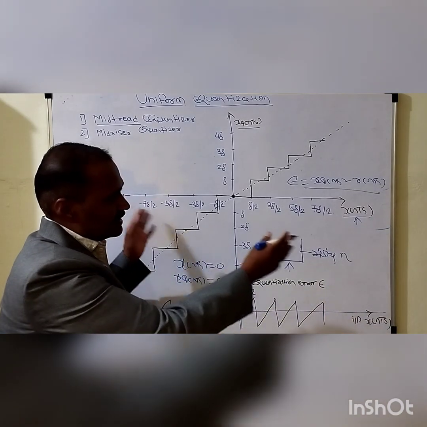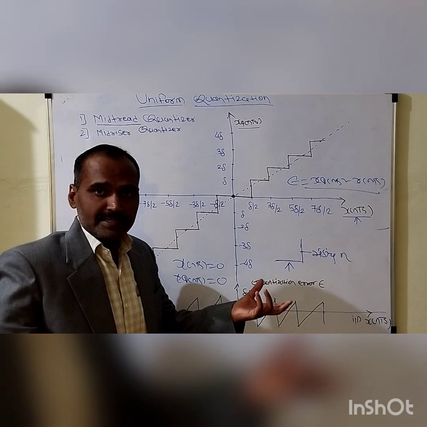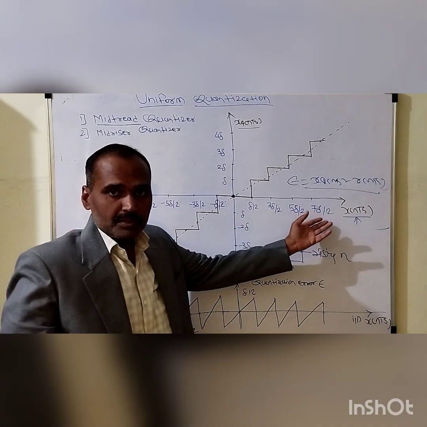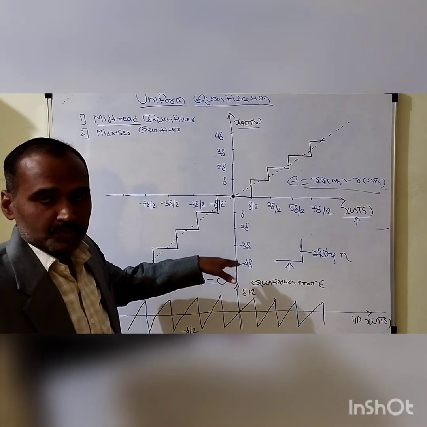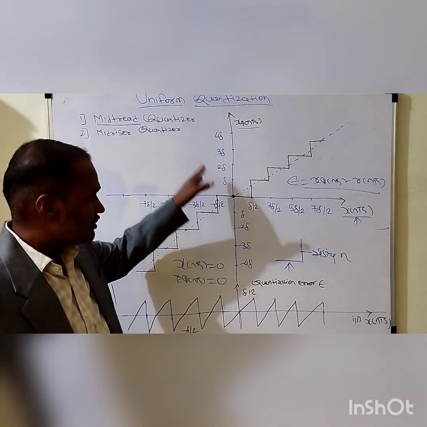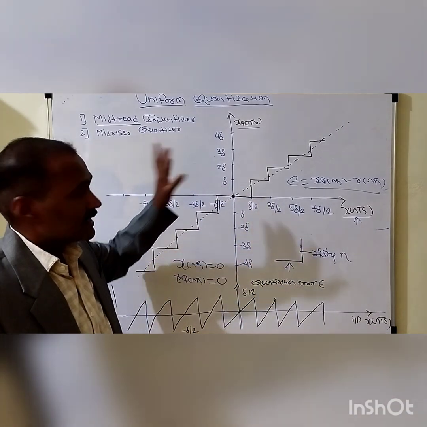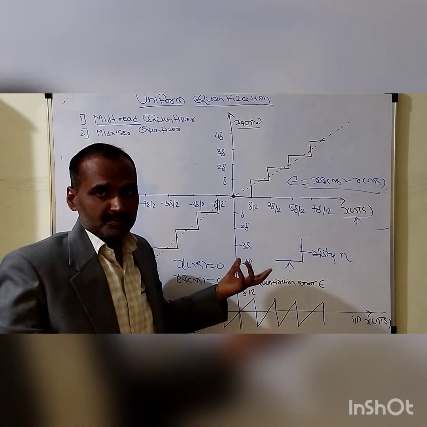As you can see, these are the different amplitude levels being assigned to the unquantized sample, which ranges from -7 delta by 2 to +7 delta by 2 on the y-axis. The thresholds stored by the quantizer range from -4 delta to +4 delta. This is for our convenience only.